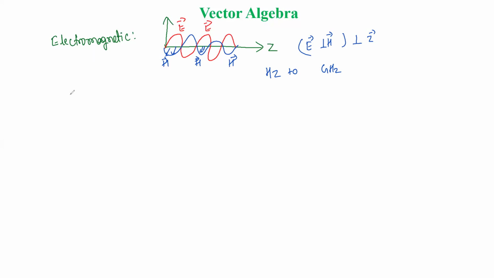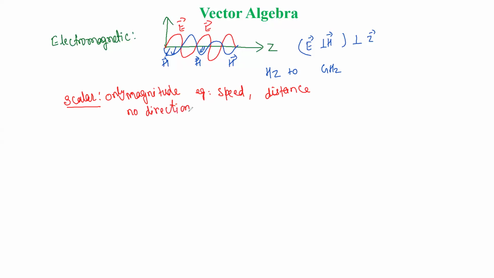So in this vector algebra, first we need to understand what a scalar is. From your school days, you already know about this. What is a scalar quantity? A scalar means it has only magnitude. It doesn't have any direction. For example, we have speed. Can you give some other example? Can you write distance? So it has only magnitude, no direction. That we call a scalar quantity.